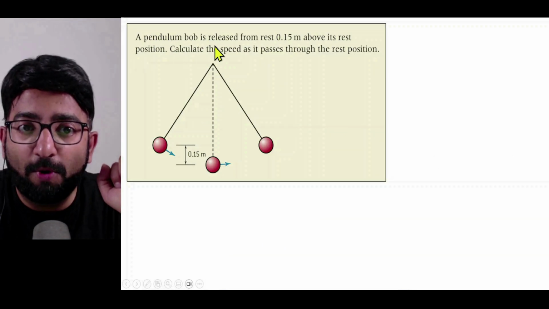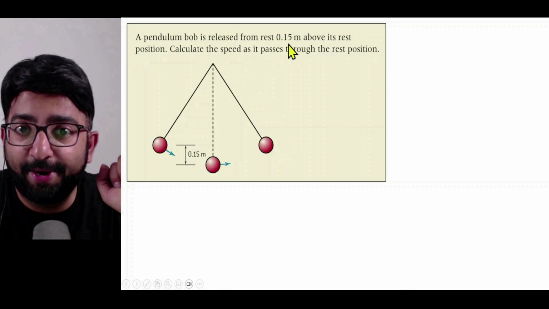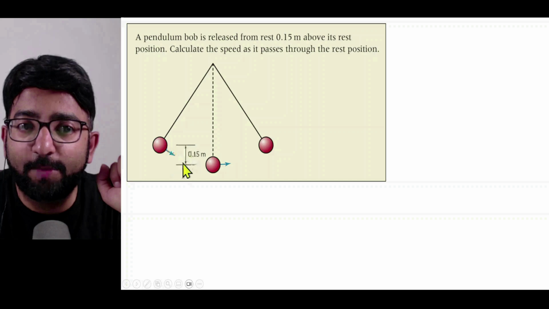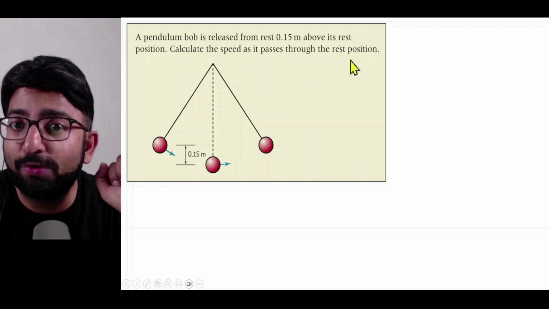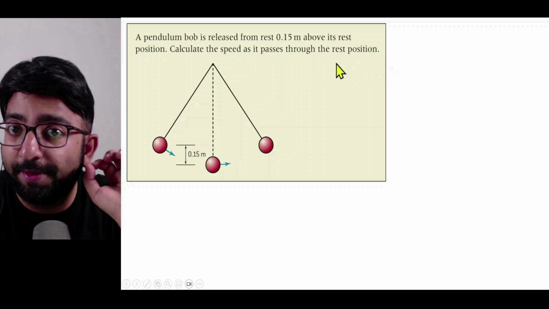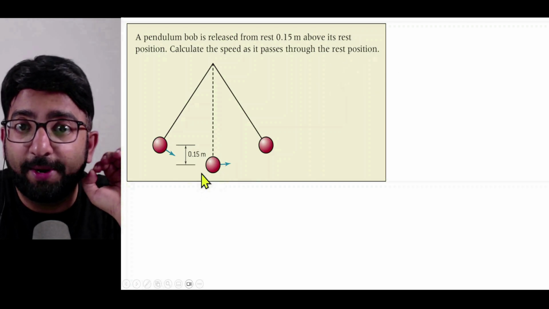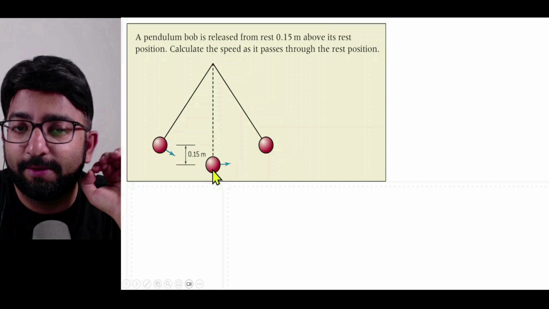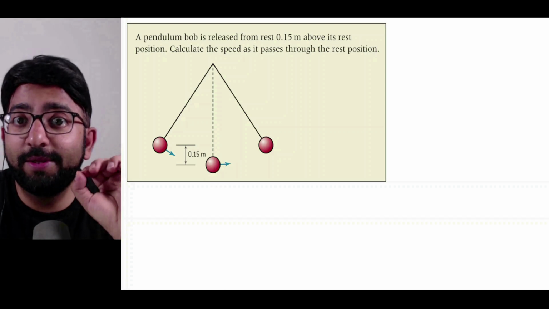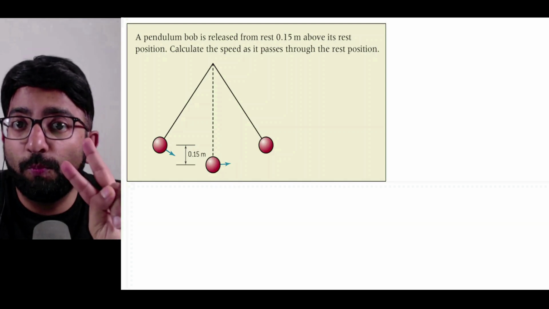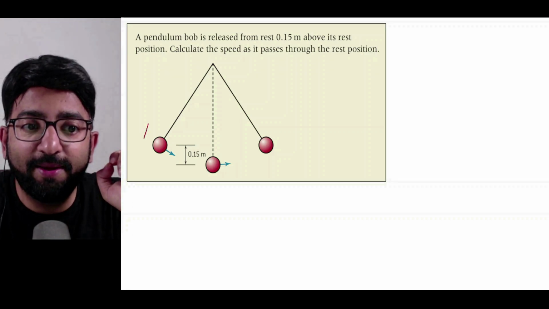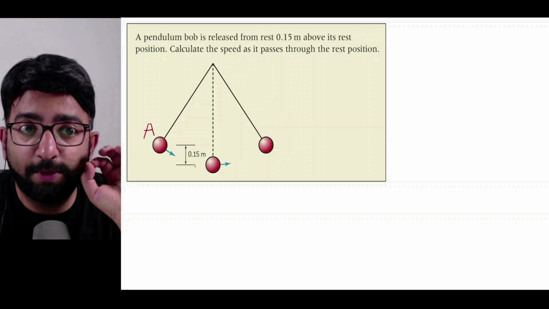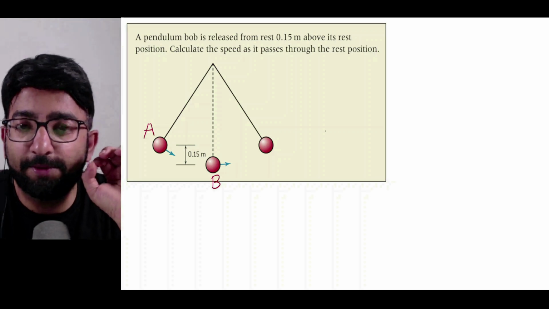Here we have a pendulum bob which is released from rest 0.5 meters above its rest position. Calculate the speed as it passes through the rest position. So by rest position, the question means this point when the object is at the center. So how do we solve it? We have to conserve the mechanical energy at 2 points. So which are those 2 points? Let me label. Let's say A is the initial position of the bob and B is the final position.